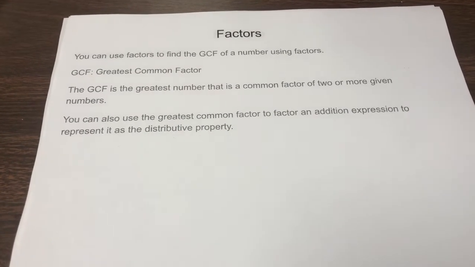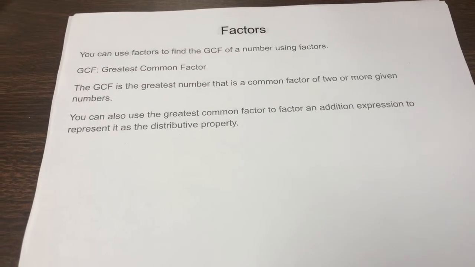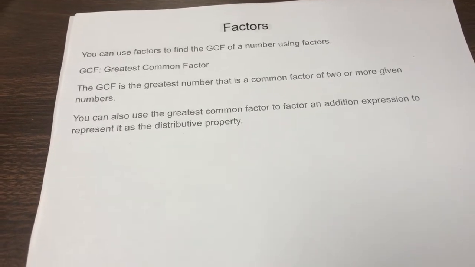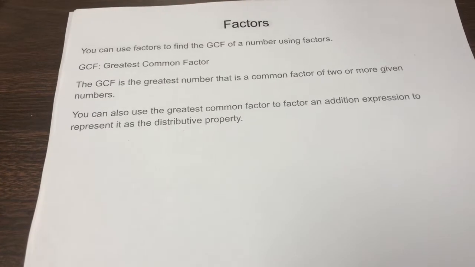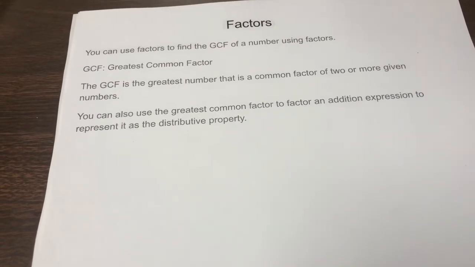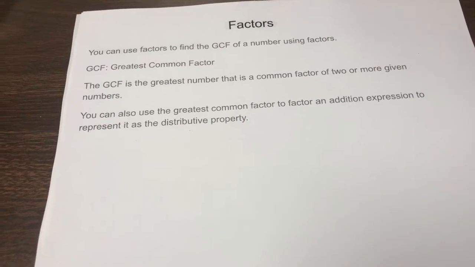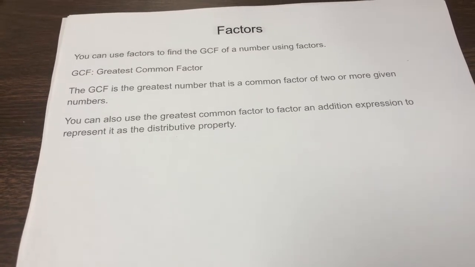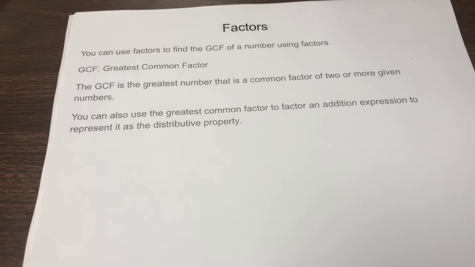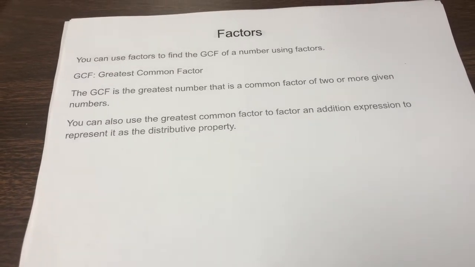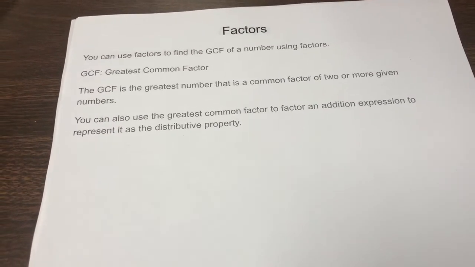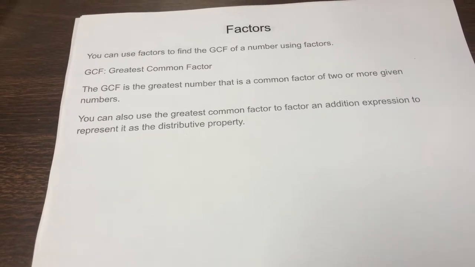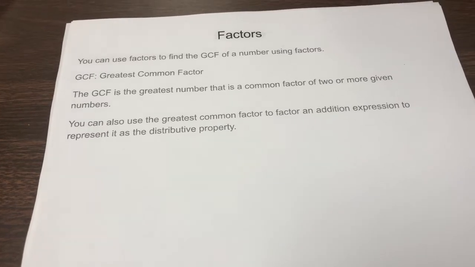You can use factors to find the GCF of a number using those factors. The GCF stands for greatest common factor. The GCF is the greatest number that is a common factor of two or more given numbers. So you can find the greatest common factor of two numbers, three numbers, however many the question asks for. You can also use the greatest common factor to factor an addition expression to represent it as a distributive property.